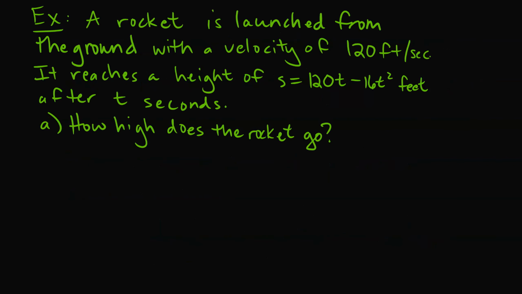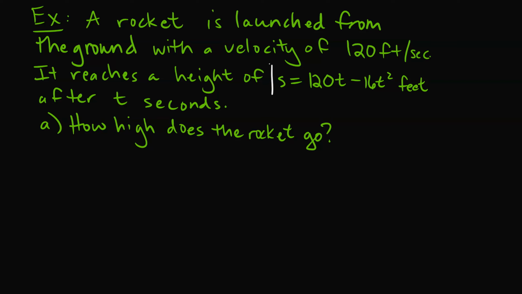Okay, so here's our first example. We have a rocket that is launched from the ground with a velocity of 120 feet per second. It reaches a height given by the position function of s equals 120t minus 16t squared, and that is in feet, after t seconds. And we'll ask several questions about this setup. The first question is, how high does the rocket go? But before we get to that, let's just take a look at the function we're given here.